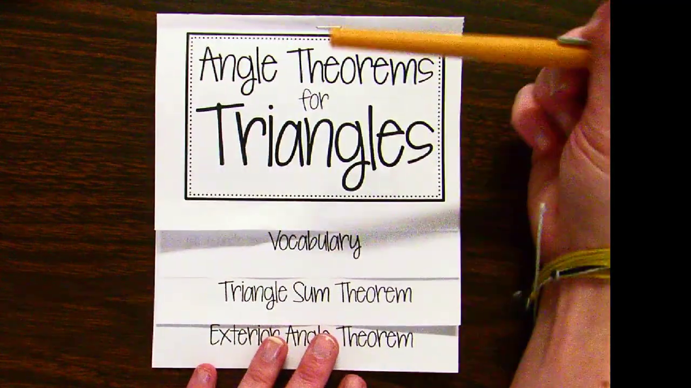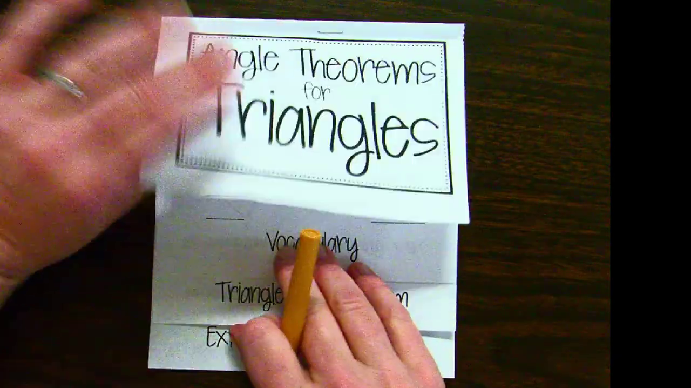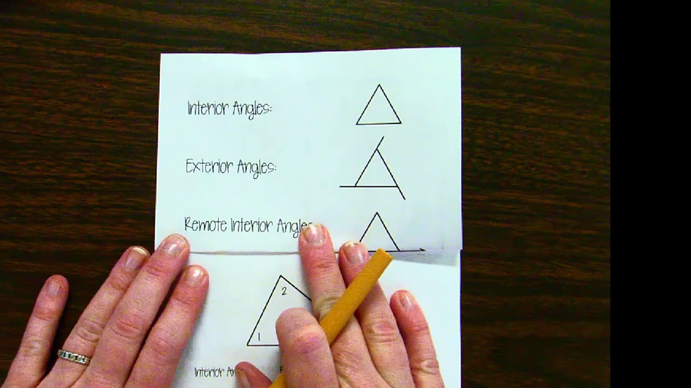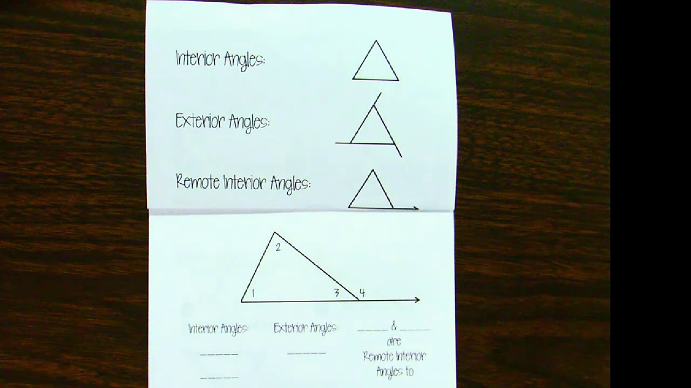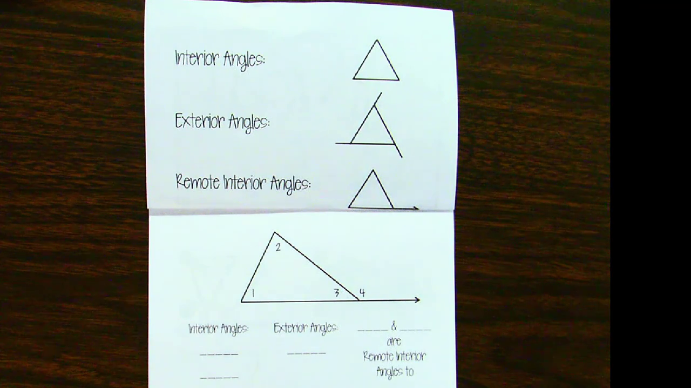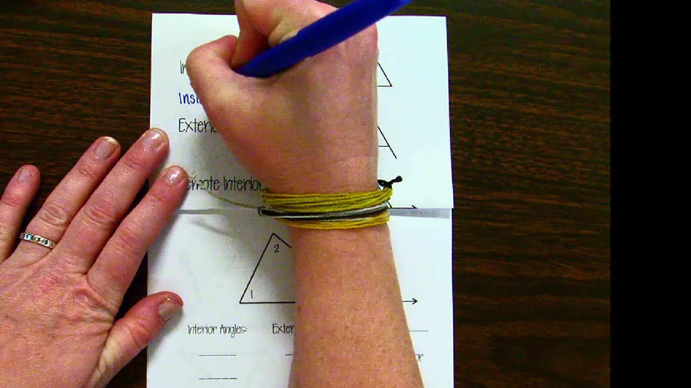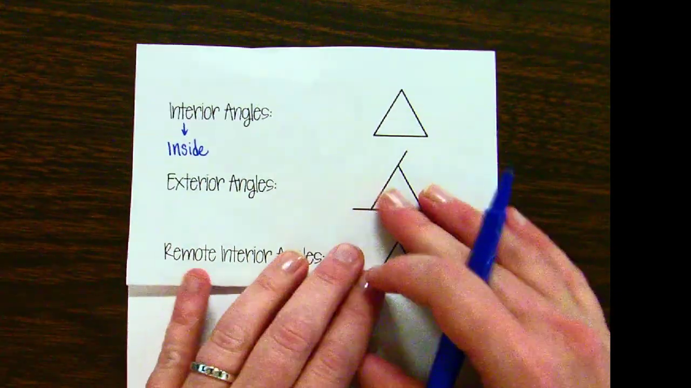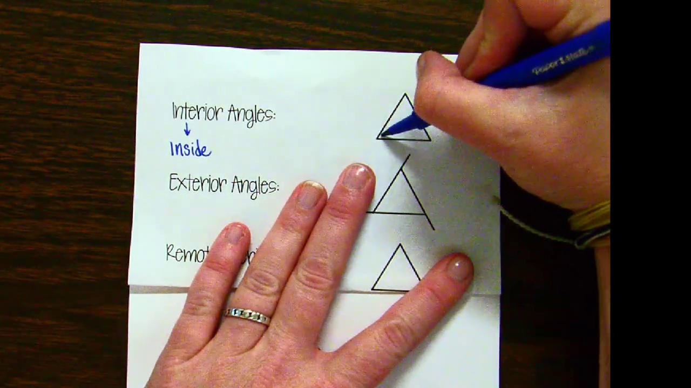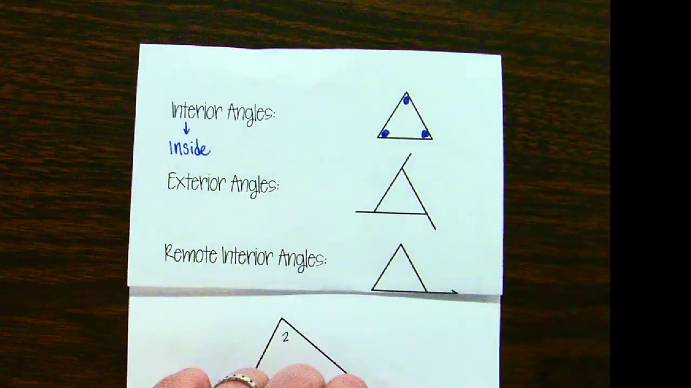Hello. Today we're going to look at angle theorems for triangles, and you have this foldable here. If you'll lift up this first page, we've got some vocabulary on this page that we need to be familiar with. First we have interior angles. The word interior means inside. If you know a person that is an interior decorator, they decorate the inside of a home. So interior angles in a triangle are the three angles that are on the inside.